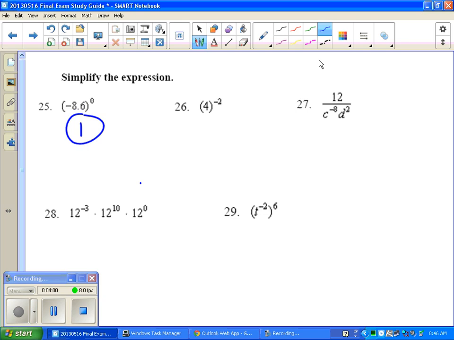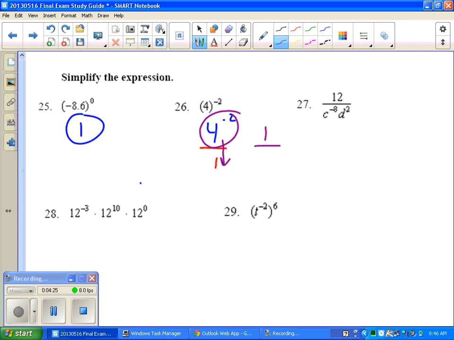Number 26 says 4 to the -2 power. Now we have a negative exponent, 2. Remember, a negative exponent doesn't tell you that it's a negative number. It just tells you it's a reciprocal, or we use the term that it rides the elevator. So 4 to the -2 power is already at the top. It has to go to the bottom. So 1 is left at the top.